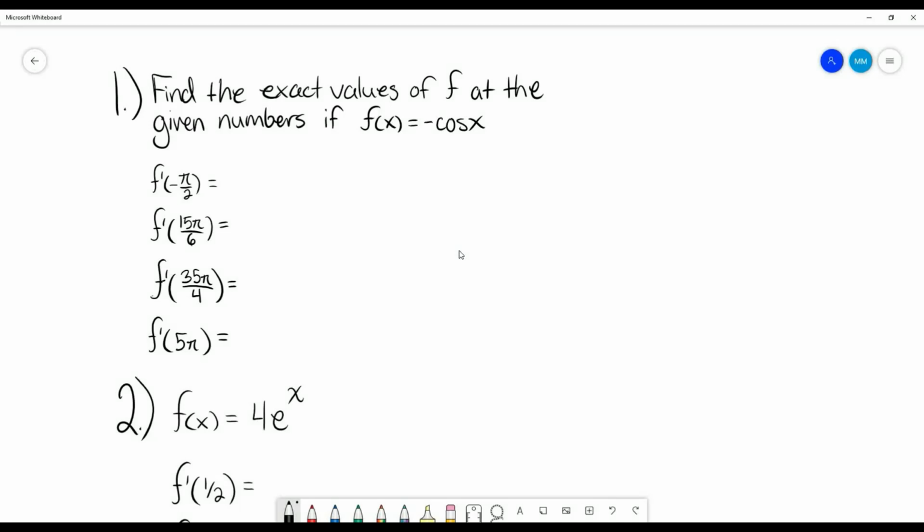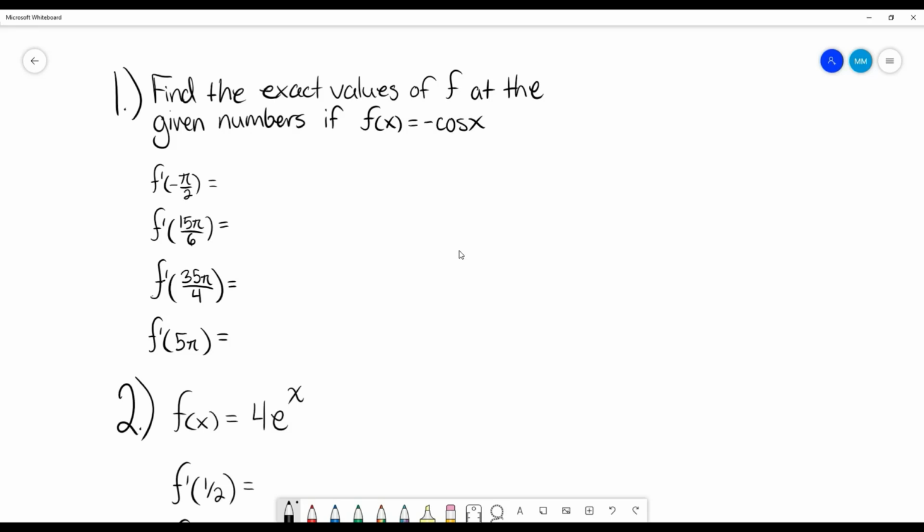Welcome back. This is going to be problem set 7. It's based on our homework number 7. And to start off, we've got number 1, and we want to find the exact values of f prime at these given numbers if we're told that f of x is equal to negative cosine of x.